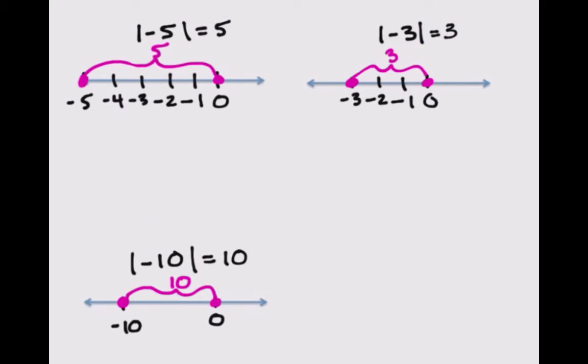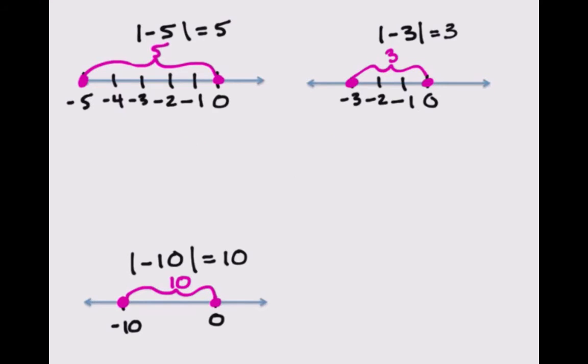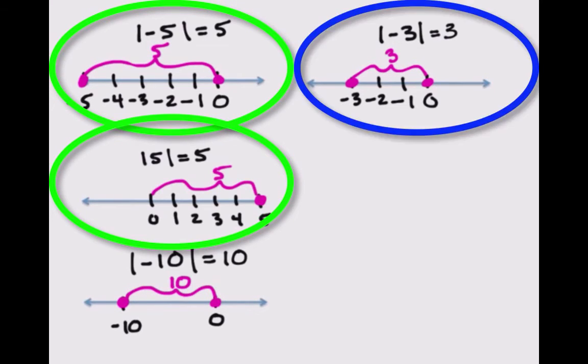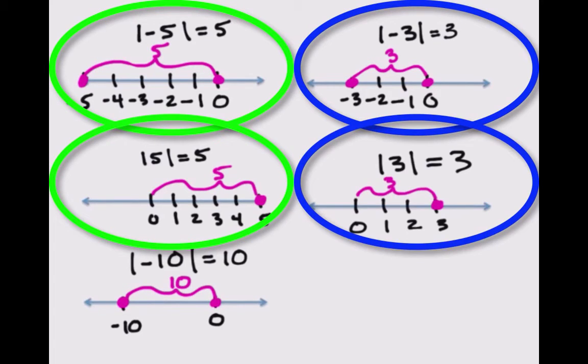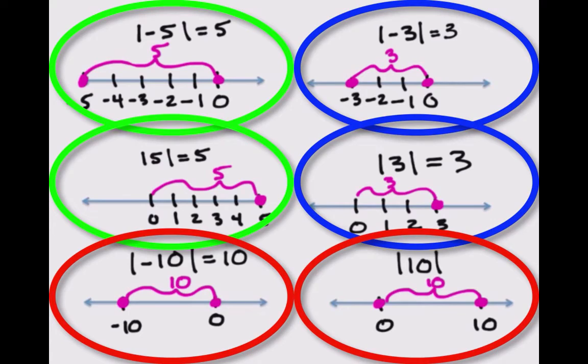And perhaps you've also noticed that any 2 numbers that are additive inverses of one another will always have the same absolute value. So negative 5 has the same absolute value as positive 5. Negative 3 has the same absolute value as positive 3. Negative 10 has the same absolute value as positive 10, etc.